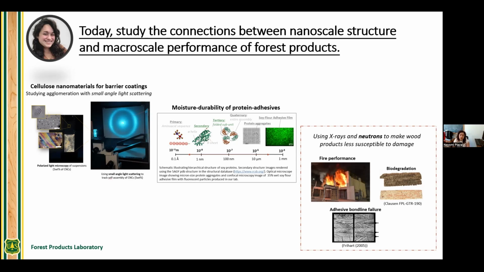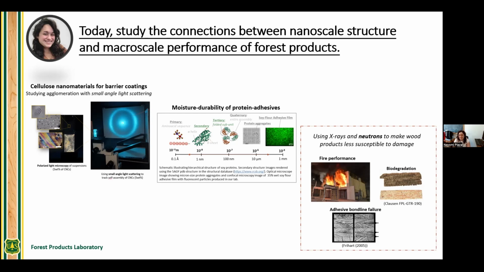I'm also working on using light scattering, and now probably also starting to look at X-ray scattering as well, of proteins, so that we can make better soy protein adhesives that are more moisture durable. And so that's another area in which I'm working with Chris Hunt.